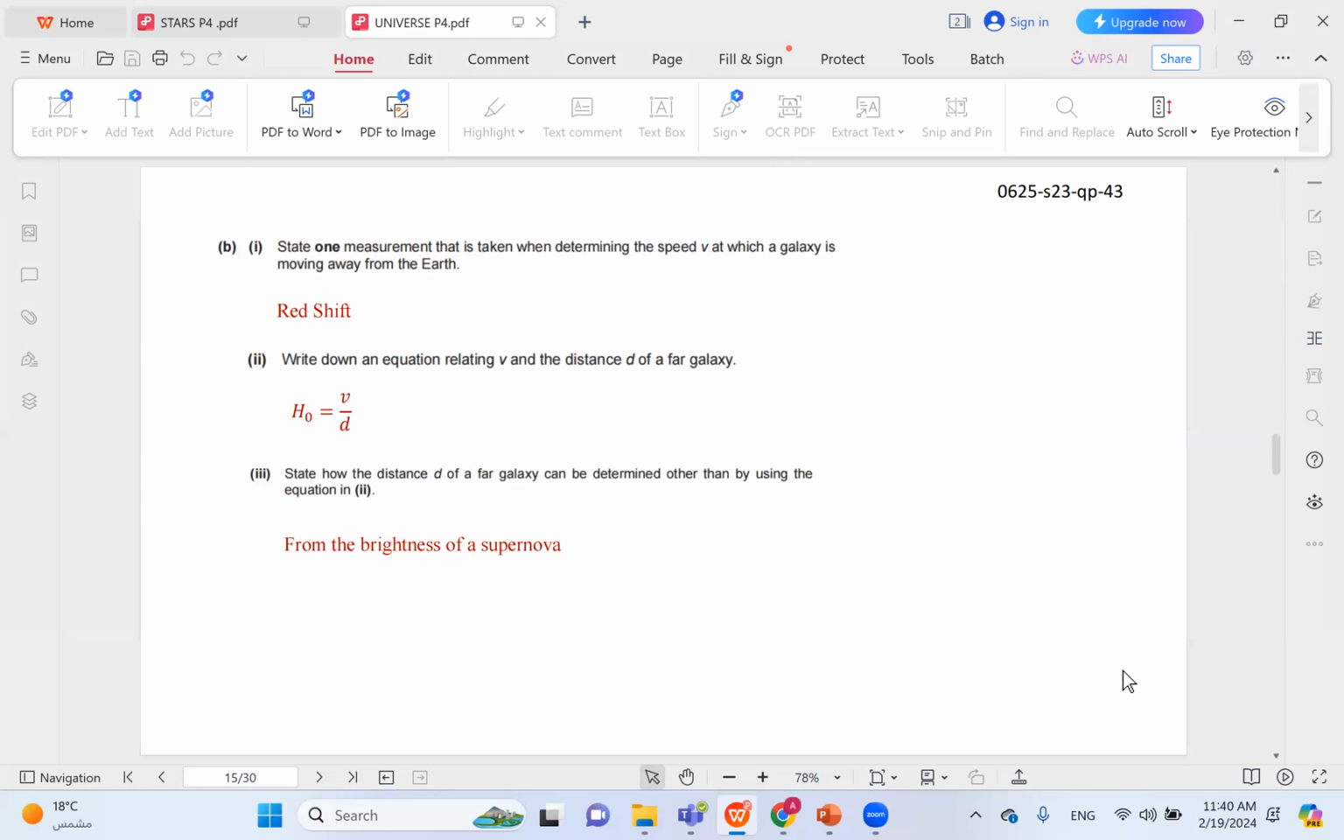State how the distance d of a far galaxy can be determined other than by using the equation in part II. So in part II, we could determine the distance of the galaxy using the speed, and we get the speed from redshift, of course. So what other way is there of determining the distance? Another way of determining the distance is from the brightness of a supernova in this galaxy. If you check out the video on stars, you will realize that a supernova is a form of a star. It's an explosion of one of the large-sized stars as they evolve in their life cycle.